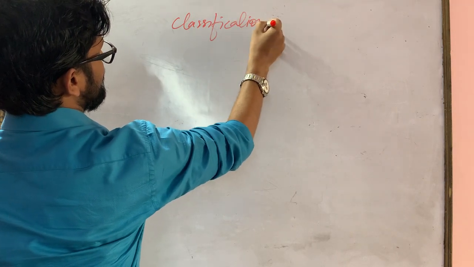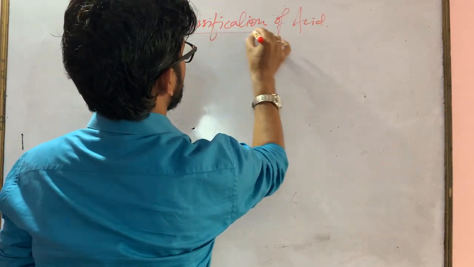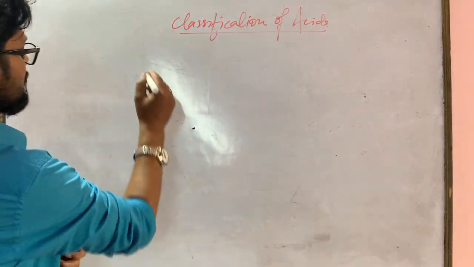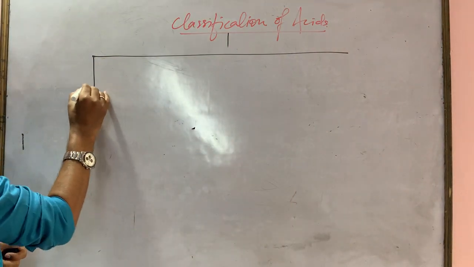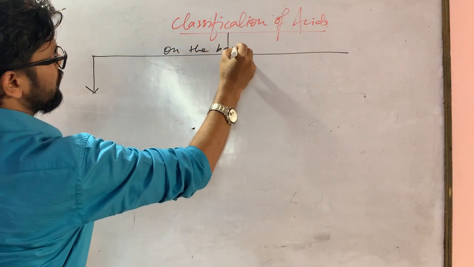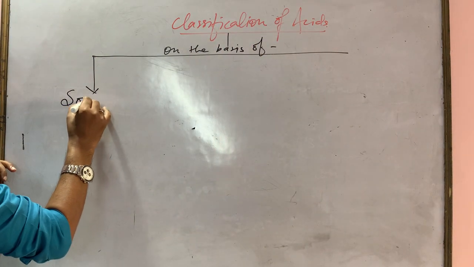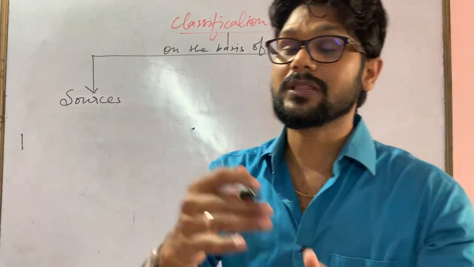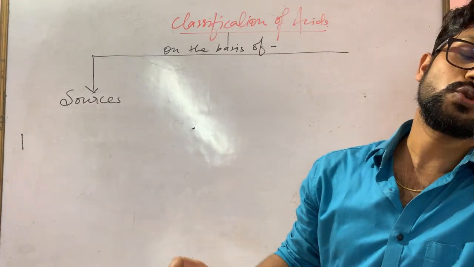Classification of acids. There are many classifications. The first classification is, I'm writing at the top, on the basis of sources. It is classified on the basis of source, मतलब कहाँ से मिल रहा है, from where we are getting acids. So that is called sources.